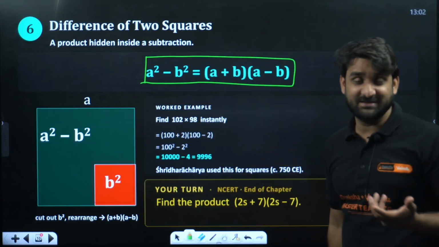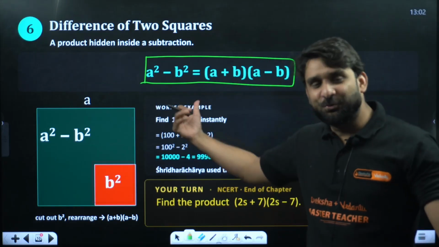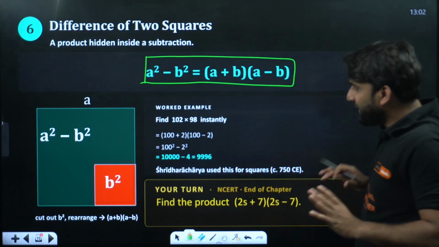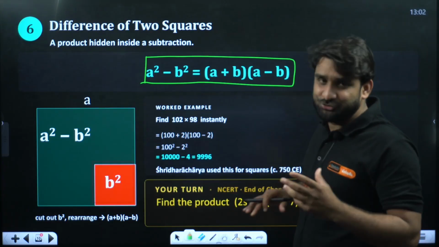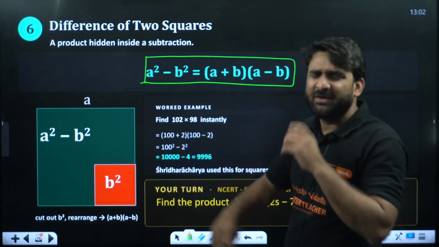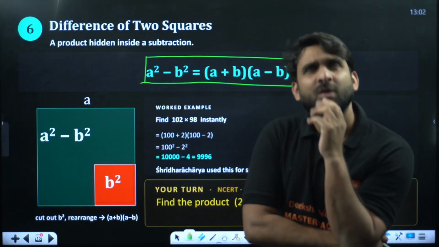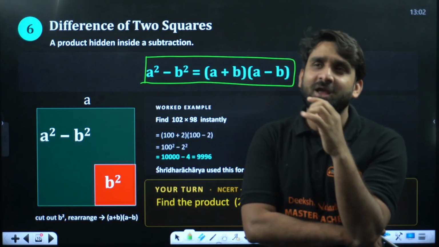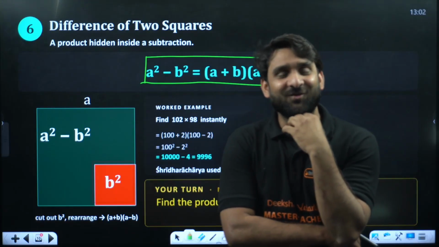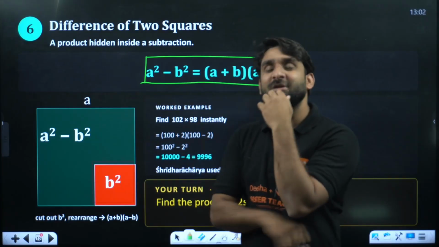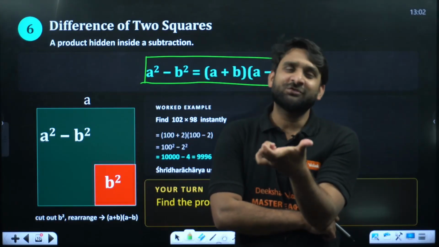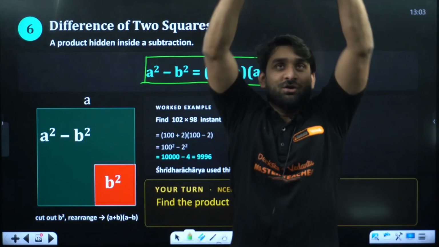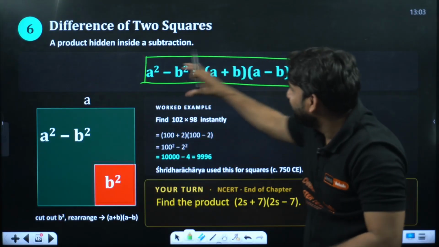Again, as our rule, let's prove this identity, whether it is correct or not. Just imagine this is a square. What does it mean by a square? If we make a square of side A, the area will look like a square. And what does it mean by b square? If we take a square of side B, the area will look like b square. And if we subtract a square minus b square, we will get this result.